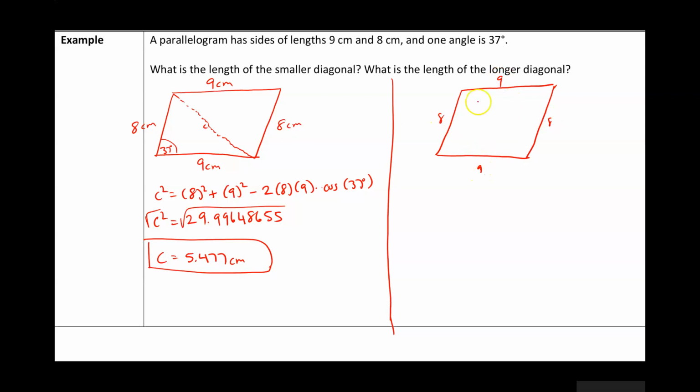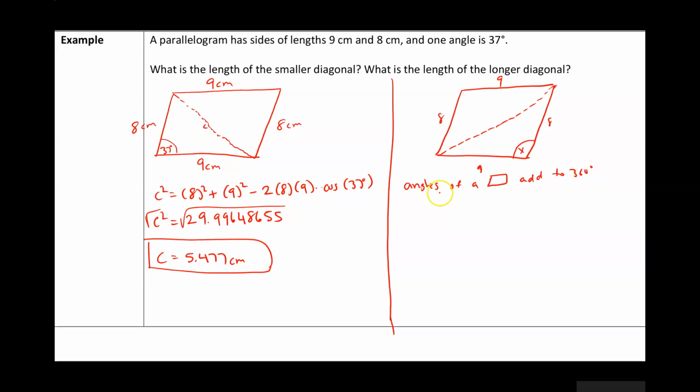All right, so the shorter diagonal was the one going this way, but the longer one is going to be the one going this way. The longer diagonal is going to be opposite that obtuse angle. Obtuse angles are any angles that are more than 90 degrees. So here's the problem. We knew that this angle is 37, but how do we find the measure of this angle? We're going to call that angle x. Well, here's what we know. The angles of a parallelogram add to 360.